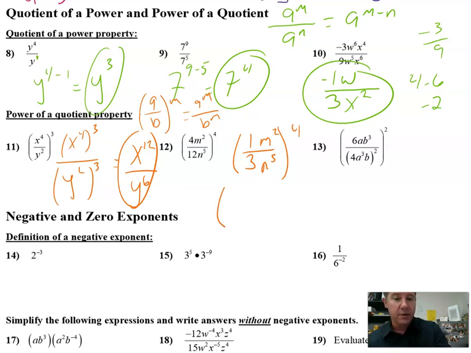1 to the fourth is 1. M squared to the fourth, power per power I'm going to multiply, is m to the 8th. 3 to the fourth power is 81. And then n to the 5th to the fourth, power per power, I'm going to multiply, n to the 20th.